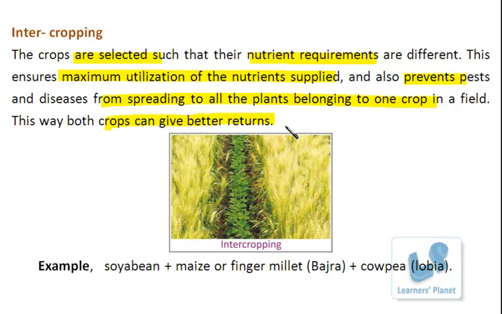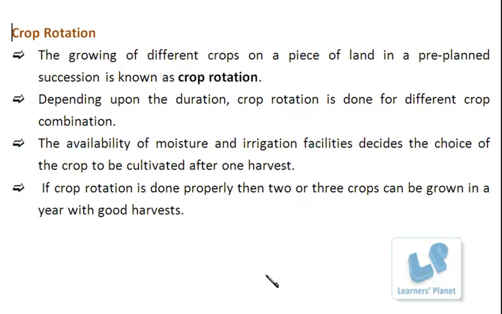So generally, which type of combinations are used here? They are like soya beans with the maize, or finger millets, that is bajra, with the cowpea. And there are many more examples which are used in these types of patterns. The next one is the crop rotation. Crop rotation is something different from the intercropping and the mixed cropping. In this, what happens, or what is this crop rotation? It is the growing of different crops on the same piece of land in a pre-planned succession.